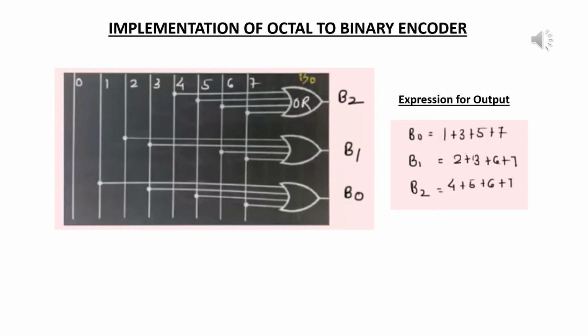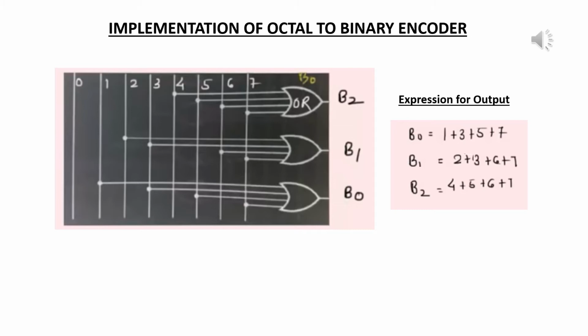For example, if we want to convert the octal number 2 into the equivalent binary value, then 2 will be activated as 1. You can see in the expressions 2 is present in B1. So the B1 value becomes 1. So we will get the output as 0, 1, 0. That is, B0 is equal to 0, B1 is equal to 1 and B2 is equal to 0.